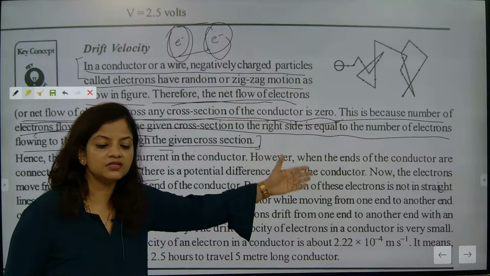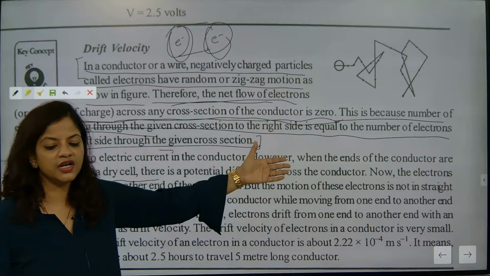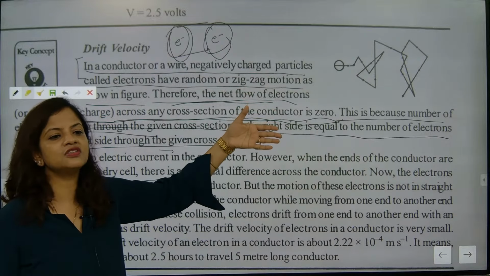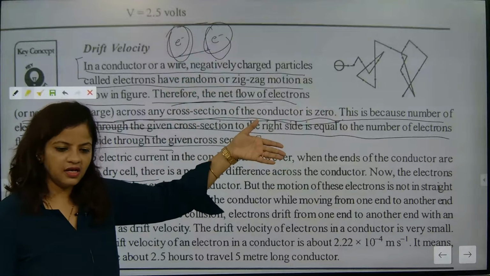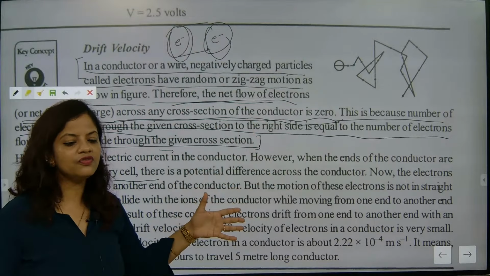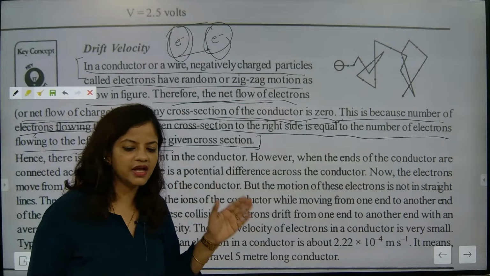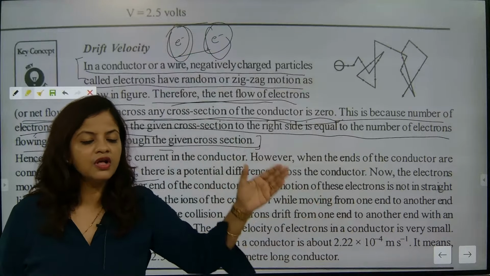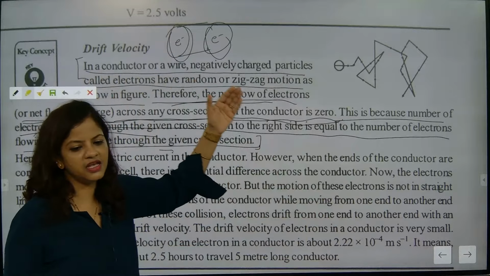And you need to understand two things. What are the two things we have studied? The electrons will be present, the number of electrons in the phases remains the same, so net flow is 0. Is there any conduction of current? No. Is there any net flow? The correct answer is 0.